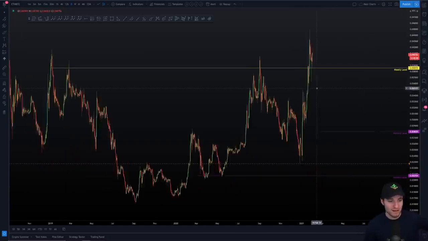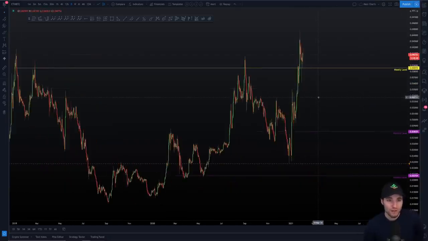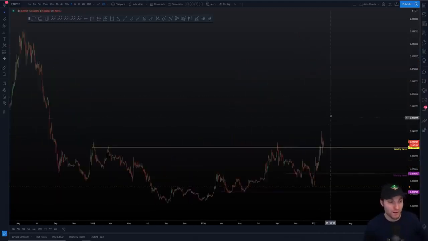Obviously, something to bear in mind is that I do trade this over on Bybit. So I only trade on Bybit. It's the only exchange I trade on. And obviously, they only have Ethereum USDT or Ethereum USD. So I can hold spot Ethereum, obviously, by just converting into ETH, and I'm holding spot Ethereum. So this is the way that I like to trade it.